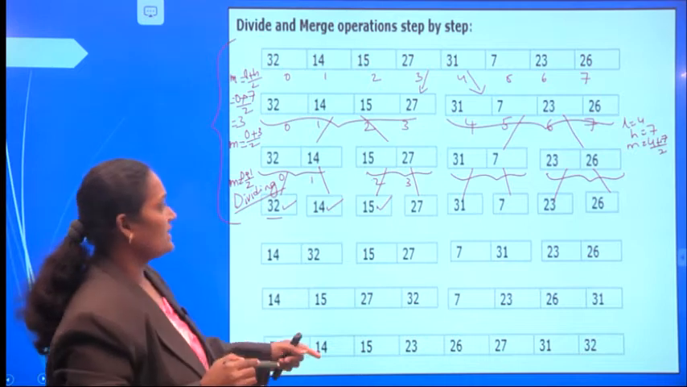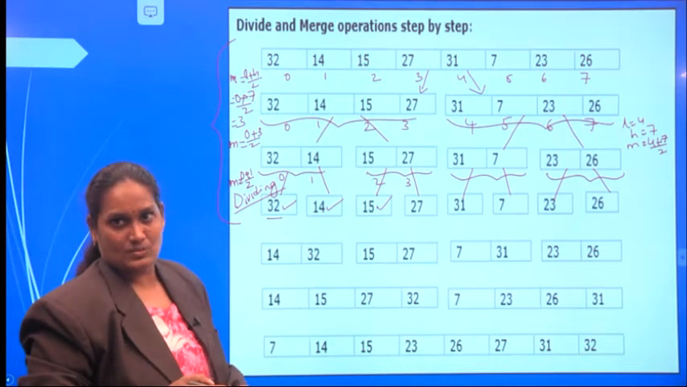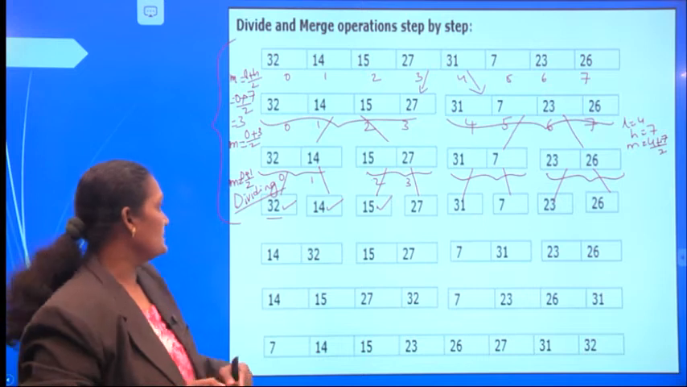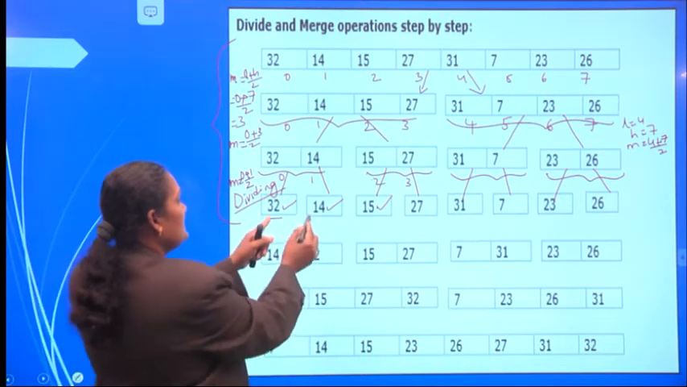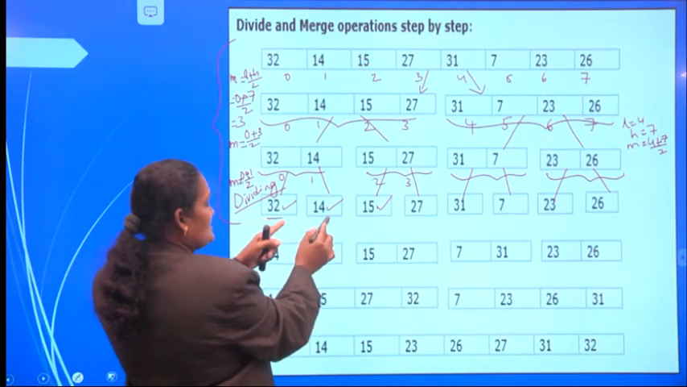From here onwards, we are going to see the merging process, which is the conquering process. Now, how to conquer these? First, this one is sorted, this one is sorted.